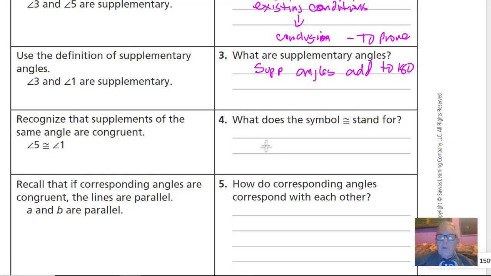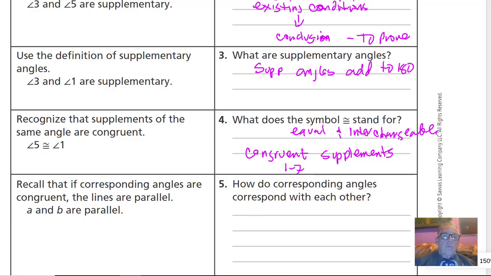So I'm going to make a note of that, congruent supplements. So congruent means equal and interchangeable. So equal in measure and interchangeable. One can replace the other. And this refers back to our congruent supplements theorem from section 1.7. So you should look that up. Okay, let's see what we got next.